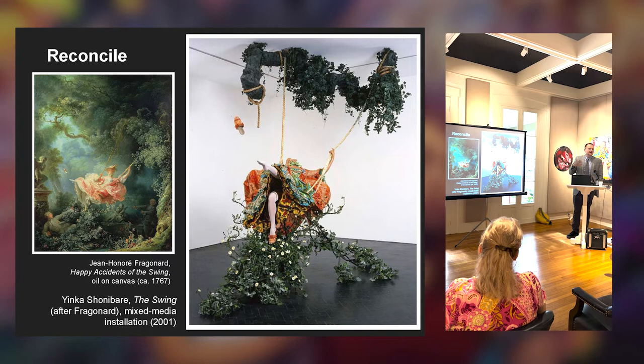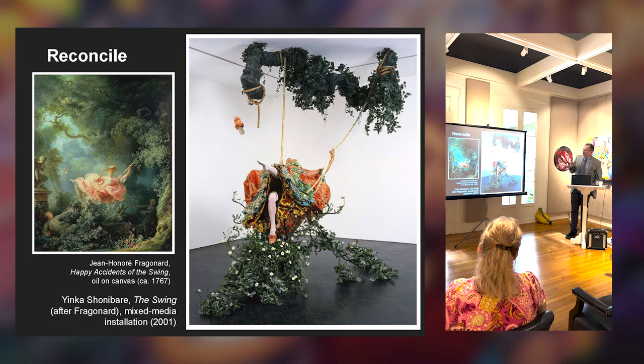Where is the point? Well, how many of you have noticed the first difference between this figure and the one in the painting? Time for professor to open the class. What? She doesn't have a head, right? So the head has been removed. And the other differences are a little more subtle.